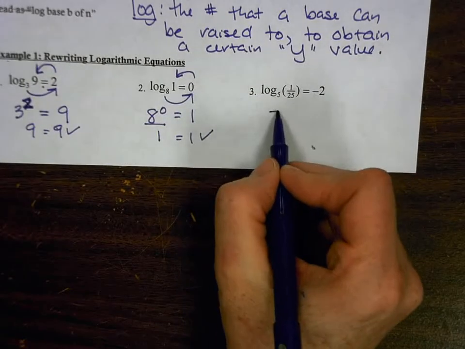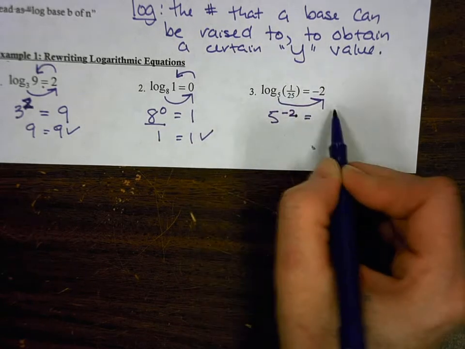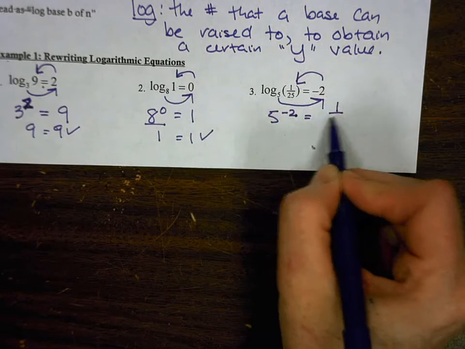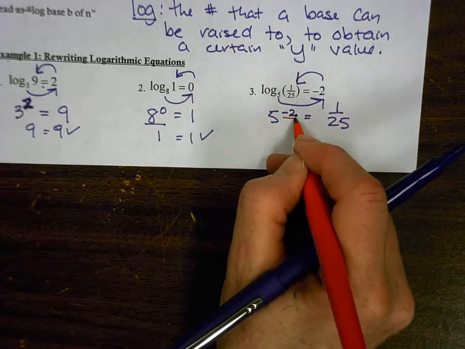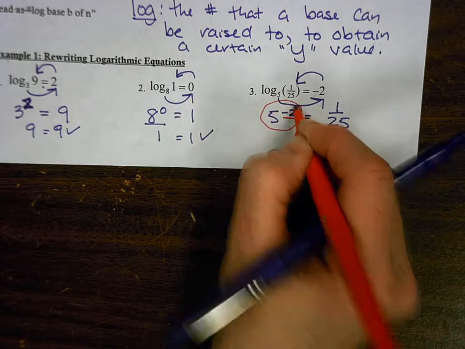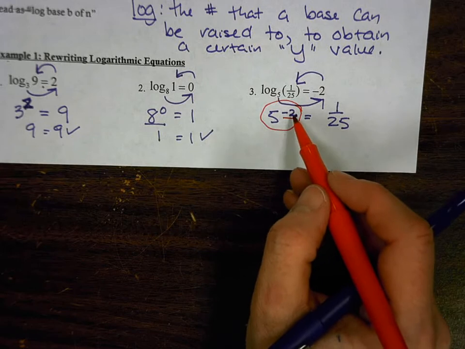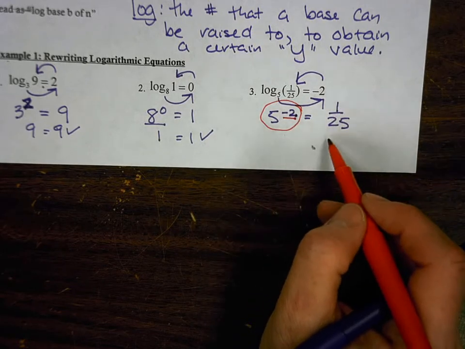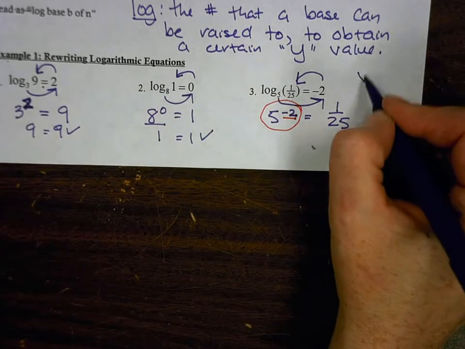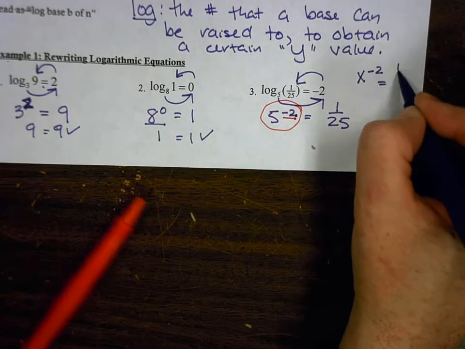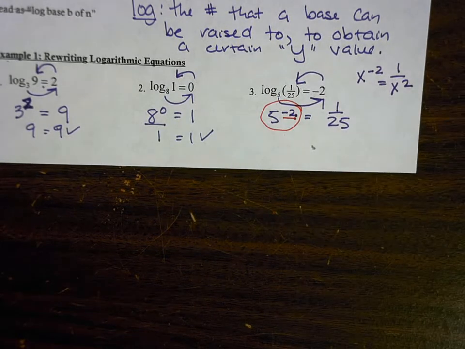And here we have 5 to the negative 2 is equal to 1 over 25. Is this true? Well, yes, because what did negative exponents do? They take the entire value there and put it in a denominator. 5 to the negative 2 is equal to 1 over 5 to the positive 2, right? Because we know that x to the negative 2 is equal to 1 over x squared. So that is in fact true.